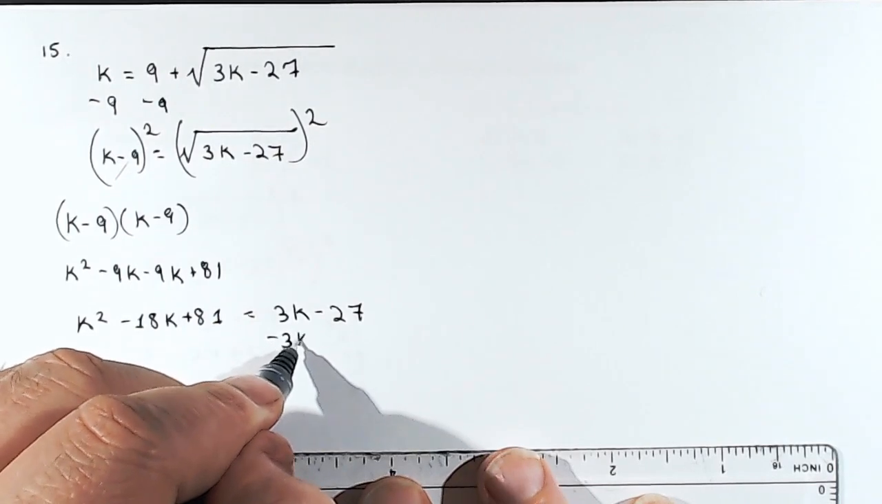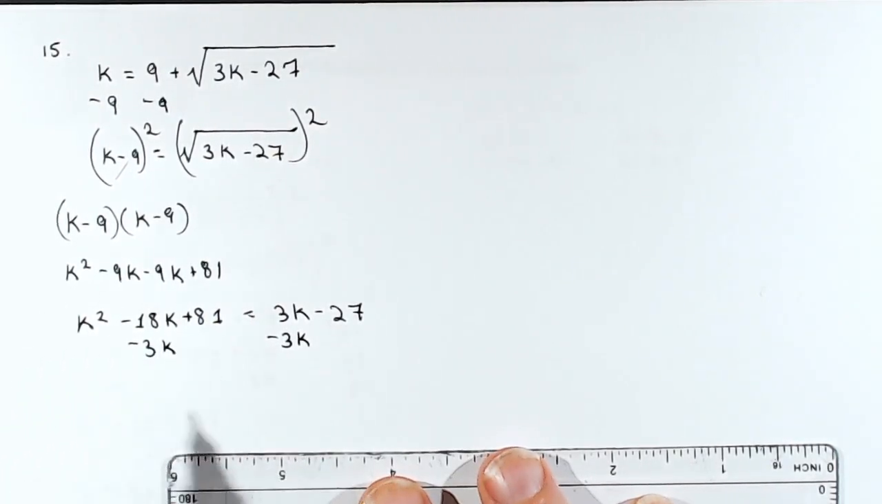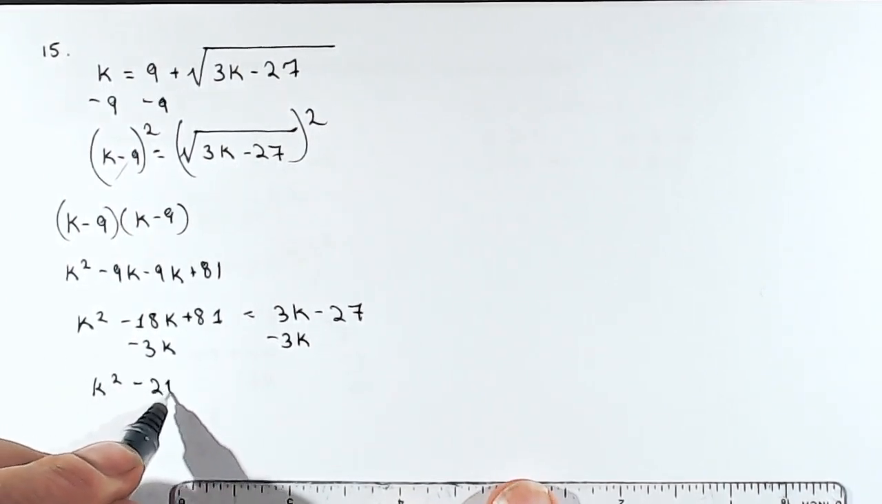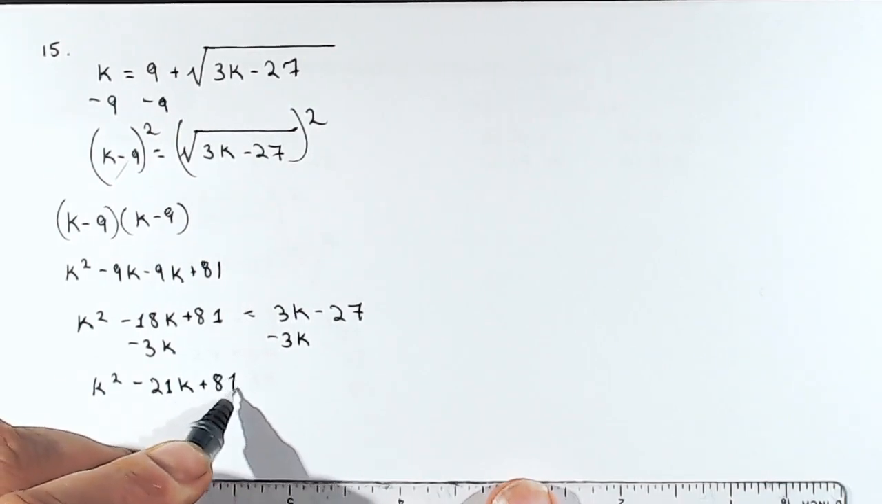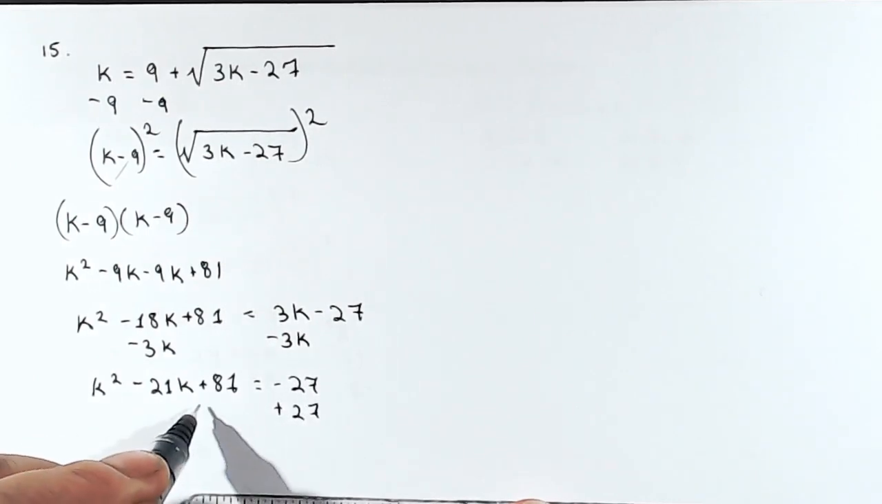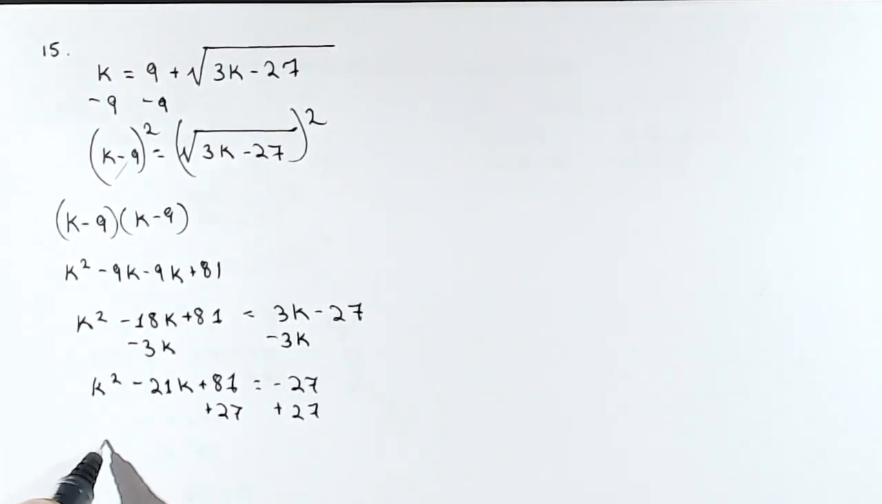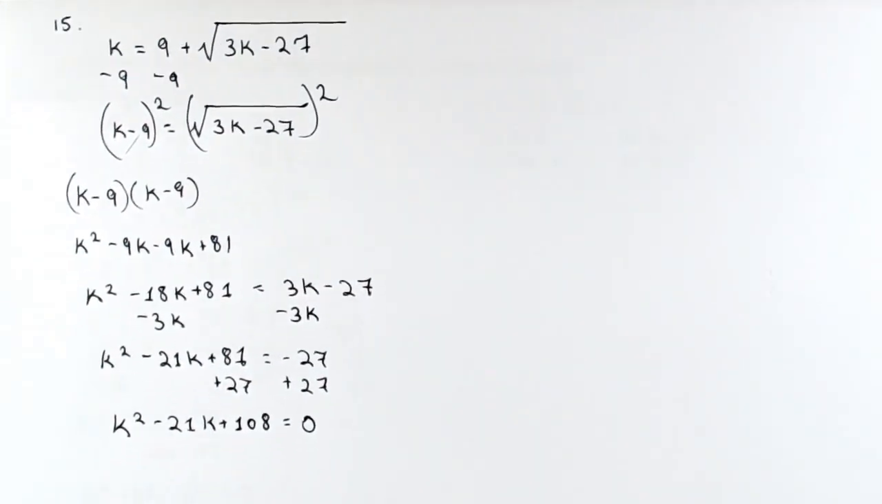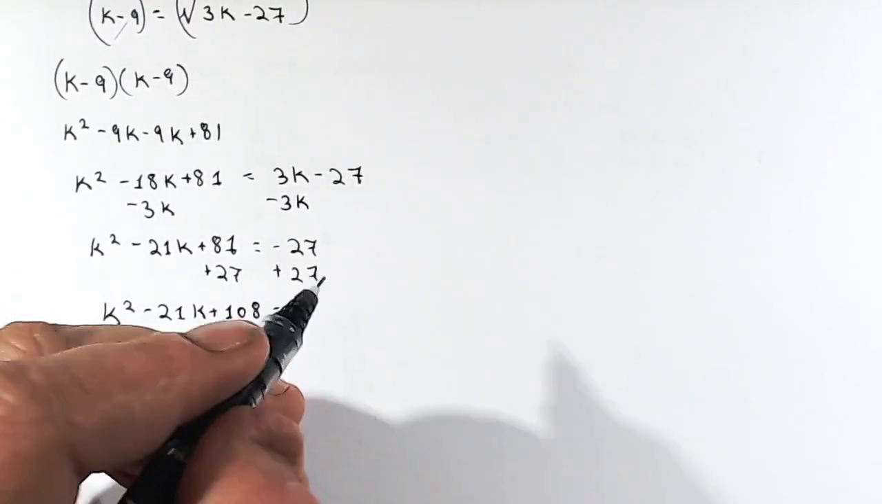So now I'll subtract 3k from both sides. And I got k squared minus 21k plus 81 equals negative 27. Add that to both sides. Now I've got k squared minus 21k plus 108 equals 0. Okay? So I'll try to do this by prime factoring it.